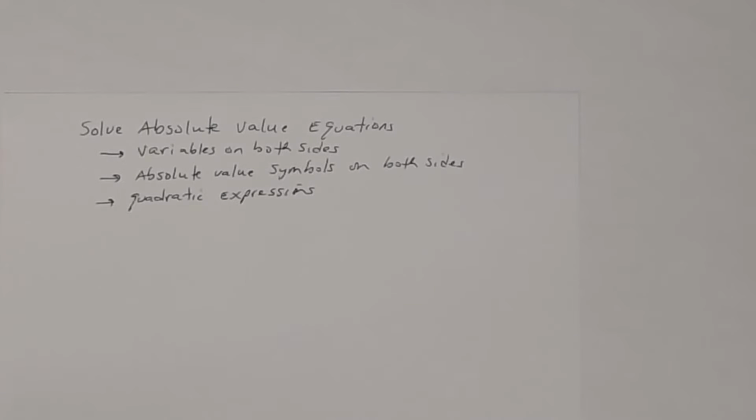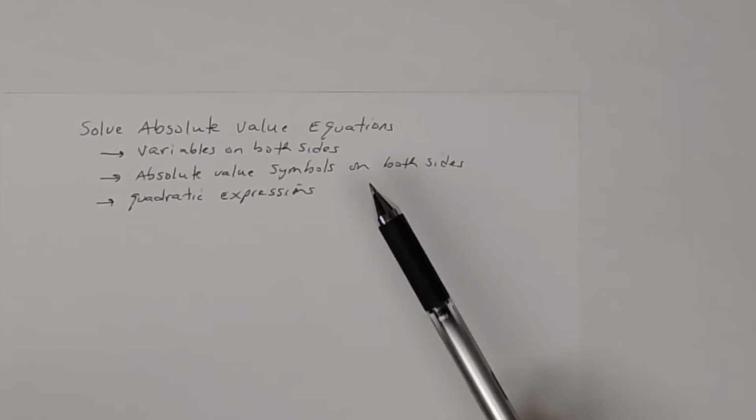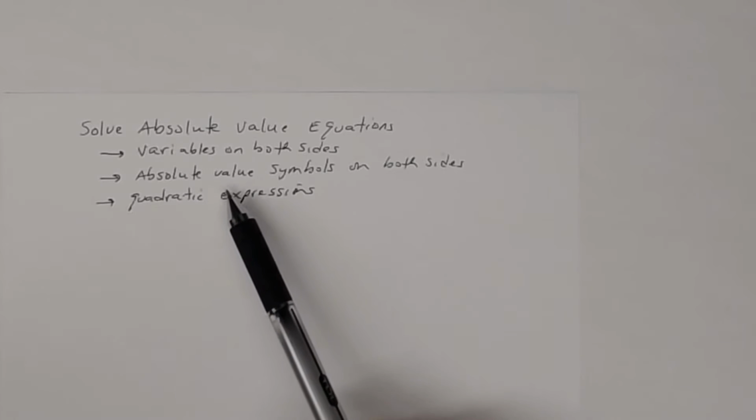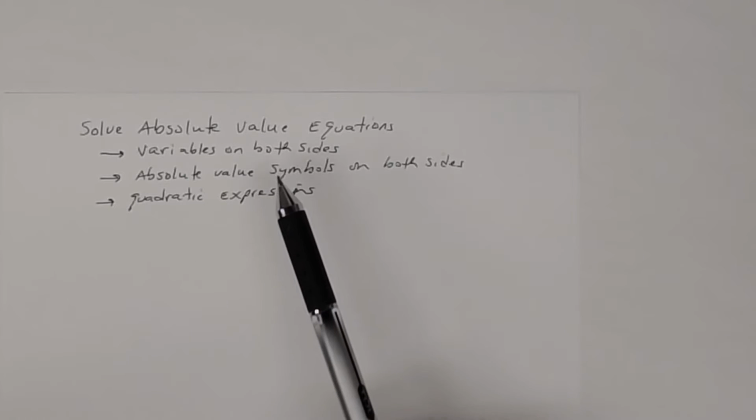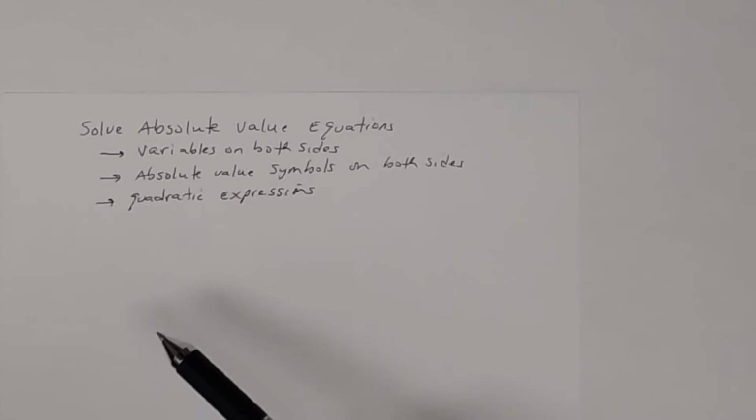Okay, so we're going to look at some more examples on solving absolute value equations. In these examples, the majority of the examples we're going to look at will have variables on both sides. Some of them will have absolute value symbols on both sides. And then we're also going to continue looking at absolute value equations where we have quadratic expressions.